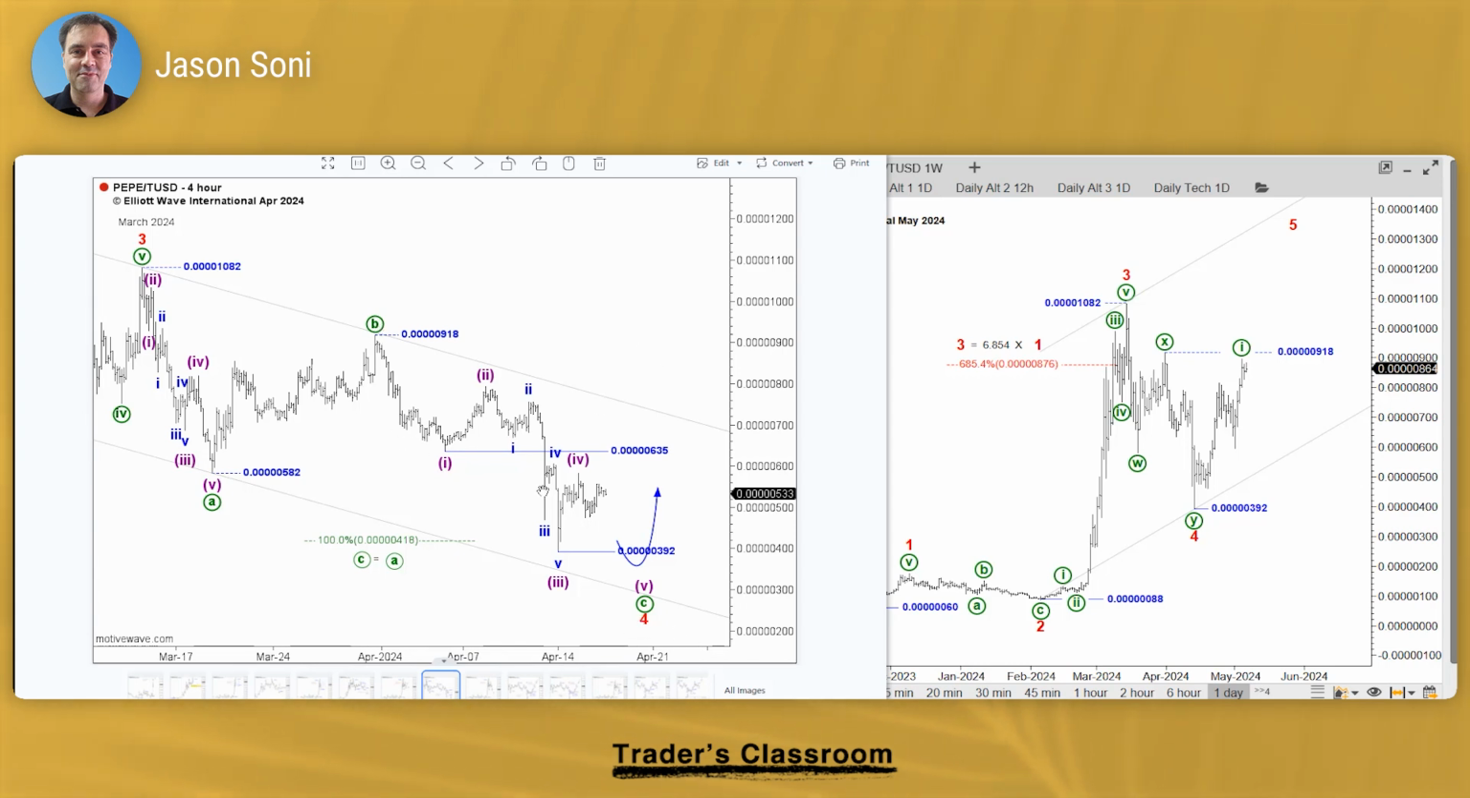So the key level at this stage is 635, which is the wave 1 extreme. As long as any downside remains below that level, we can consider that new lows are likely going to be seen back below 382 to complete an impulse from these wave B extremes at 918, to complete a larger zigzag decline for red wave 4.